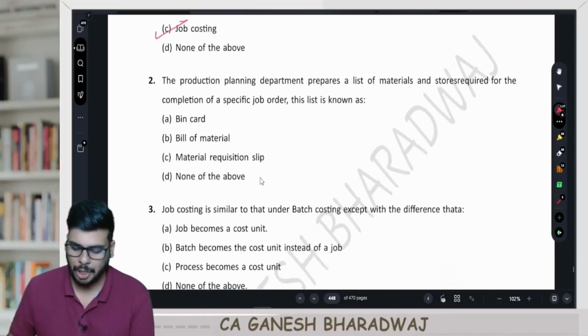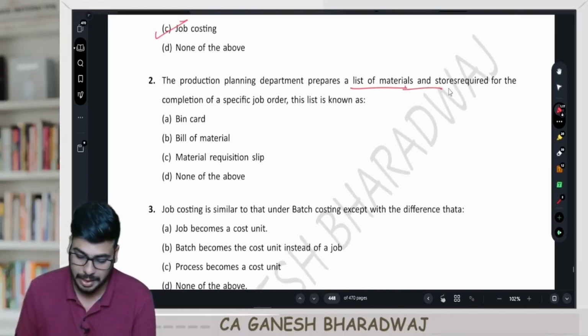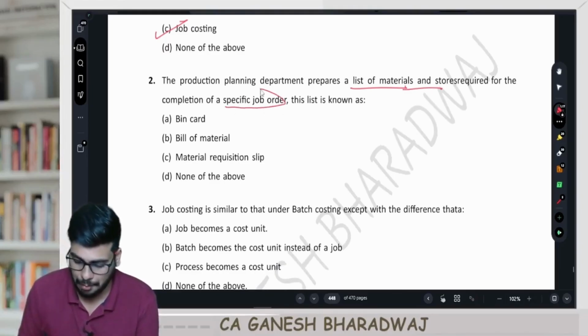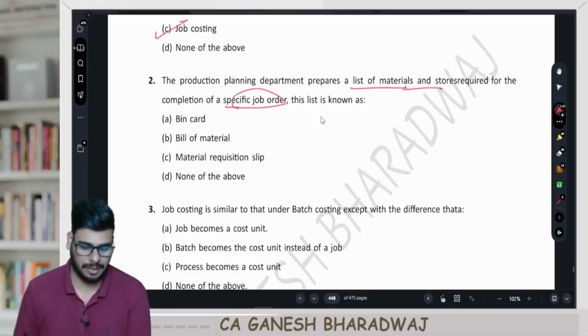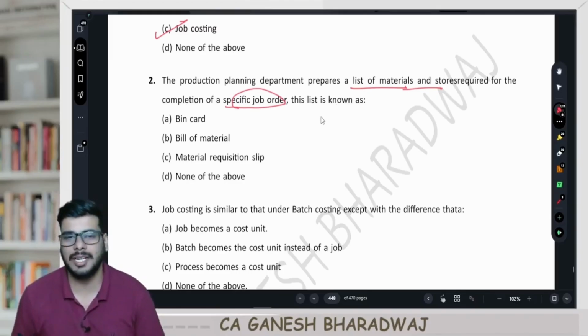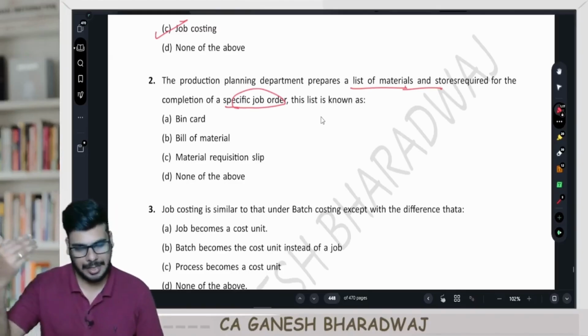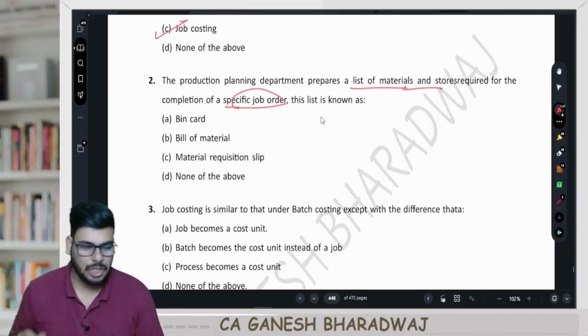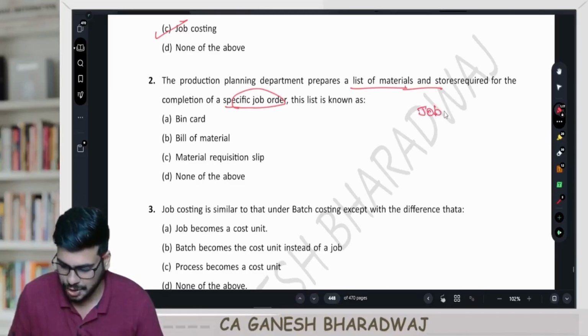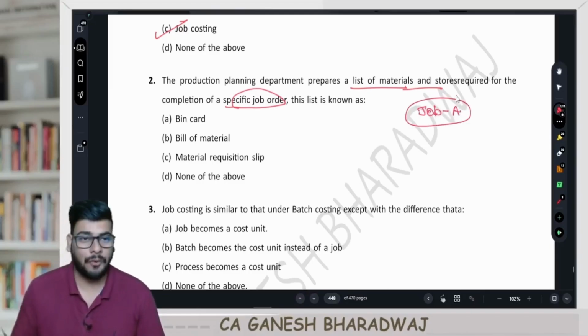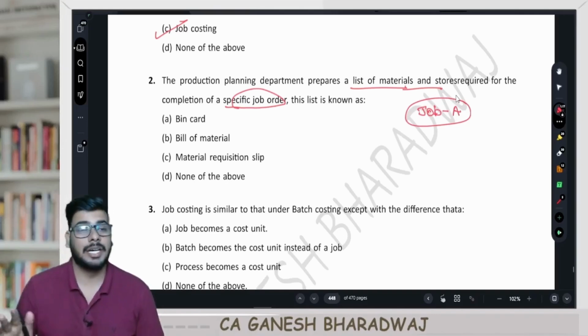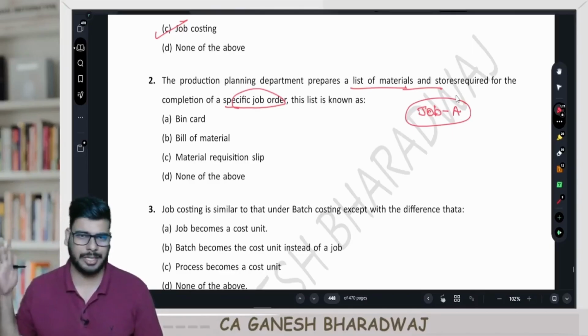Right. Next, the production planning department prepares a list of materials and stores required for completion of a specific job order. This list is known as, okay, so now this is ideally covered under the materials chapter, the chapter that we are going to see later on. So basically what they are saying is, look, let us say I need to complete one job A. Now for me to carry out the work in job A, first I should list out what all materials are required, correct?